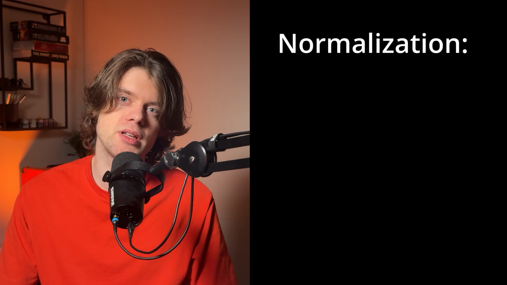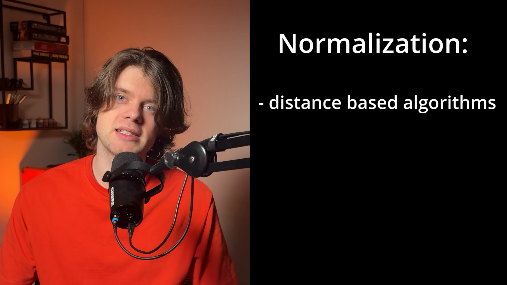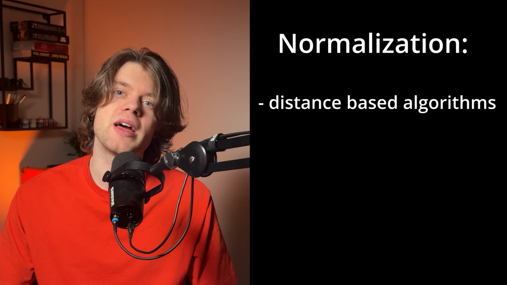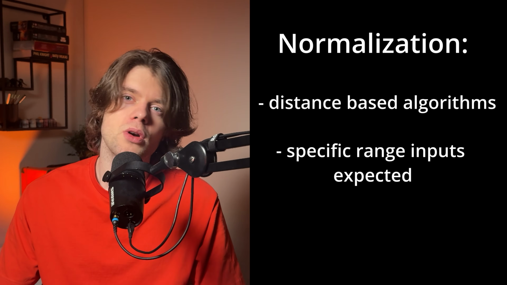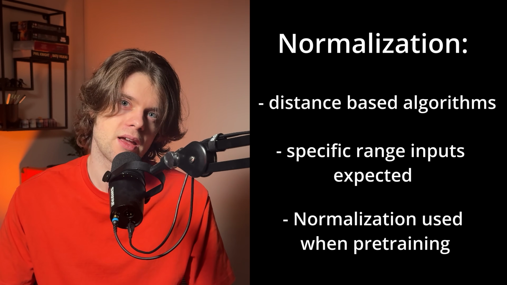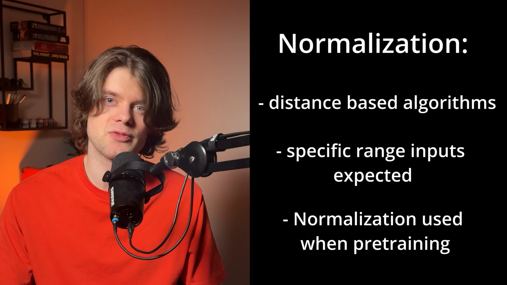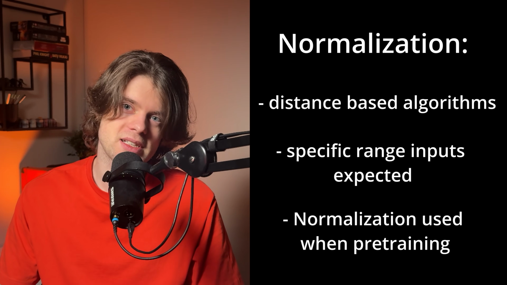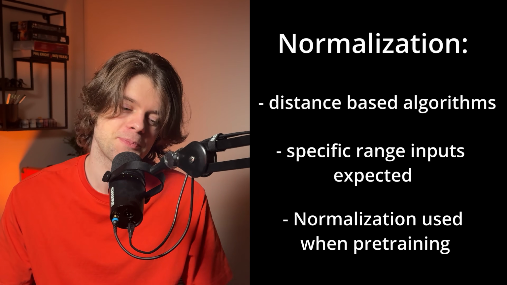Use normalization when dealing with distance-based algorithms like k-means or KNN that are sensitive to scale. Also when your algorithm expects inputs within a specific range, for example, from 0 to 1, or like with standardization, if you're using models pre-trained using normalization. I also like to use simple normalization when training CNNs from scratch and with image inputs. Mainly because of simplicity, you only need to divide each pixel value by 255.